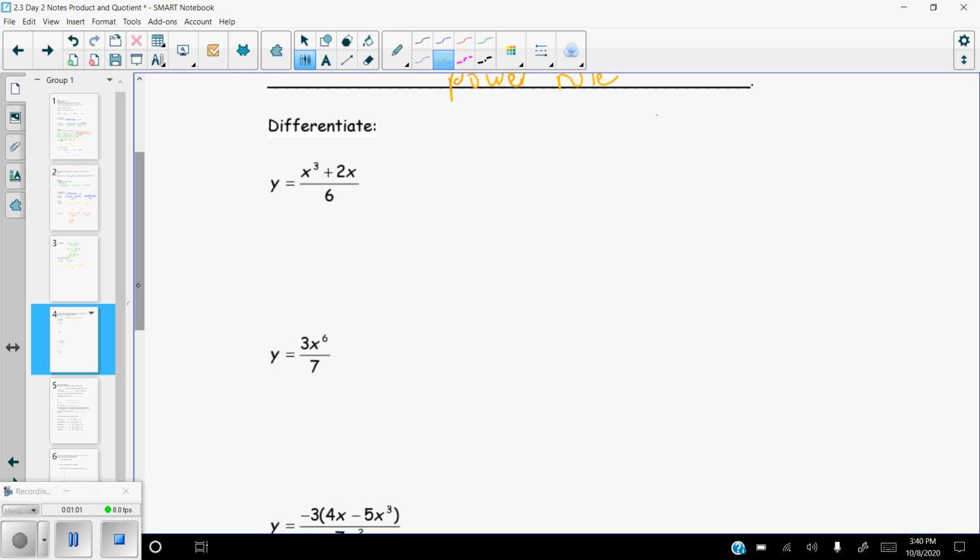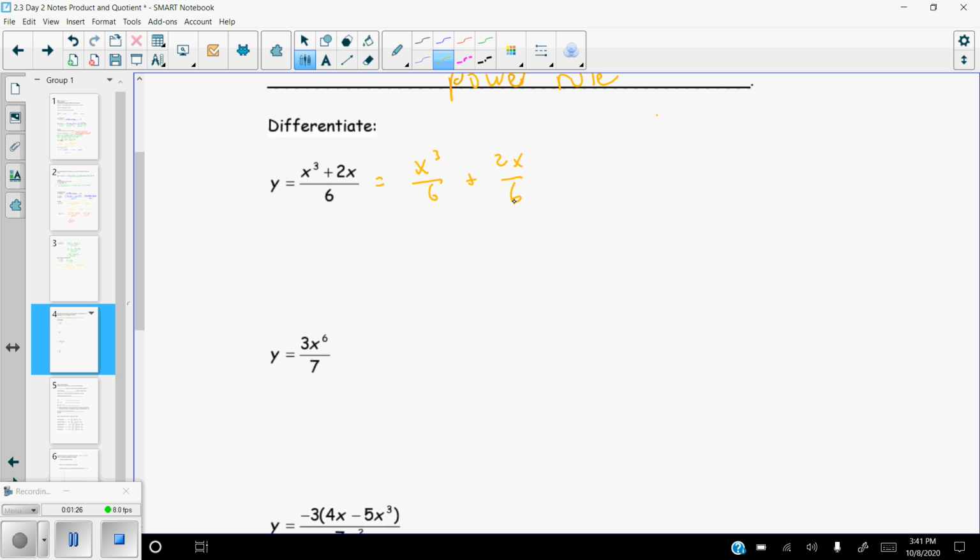So, for example, number one, or the first one there, is x cubed plus 2x all divided by 6. So what we can do is we can actually split the numerator over a common denominator. So we can write this as x cubed over 6 plus 2x over 6. So basically all we're doing is we're taking the process of combining fractions and splitting it up.